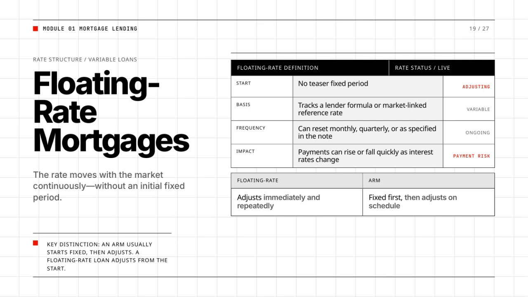This introduces a significant degree of payment risk since borrowers must be prepared for fluctuations in their monthly mortgage amounts. In summary, floating rate loans adjust immediately and repeatedly with market changes, while ARMs have a scheduled adjustment after an initial fixed rate period. Understanding this distinction is crucial when evaluating different mortgage options and their associated risks.